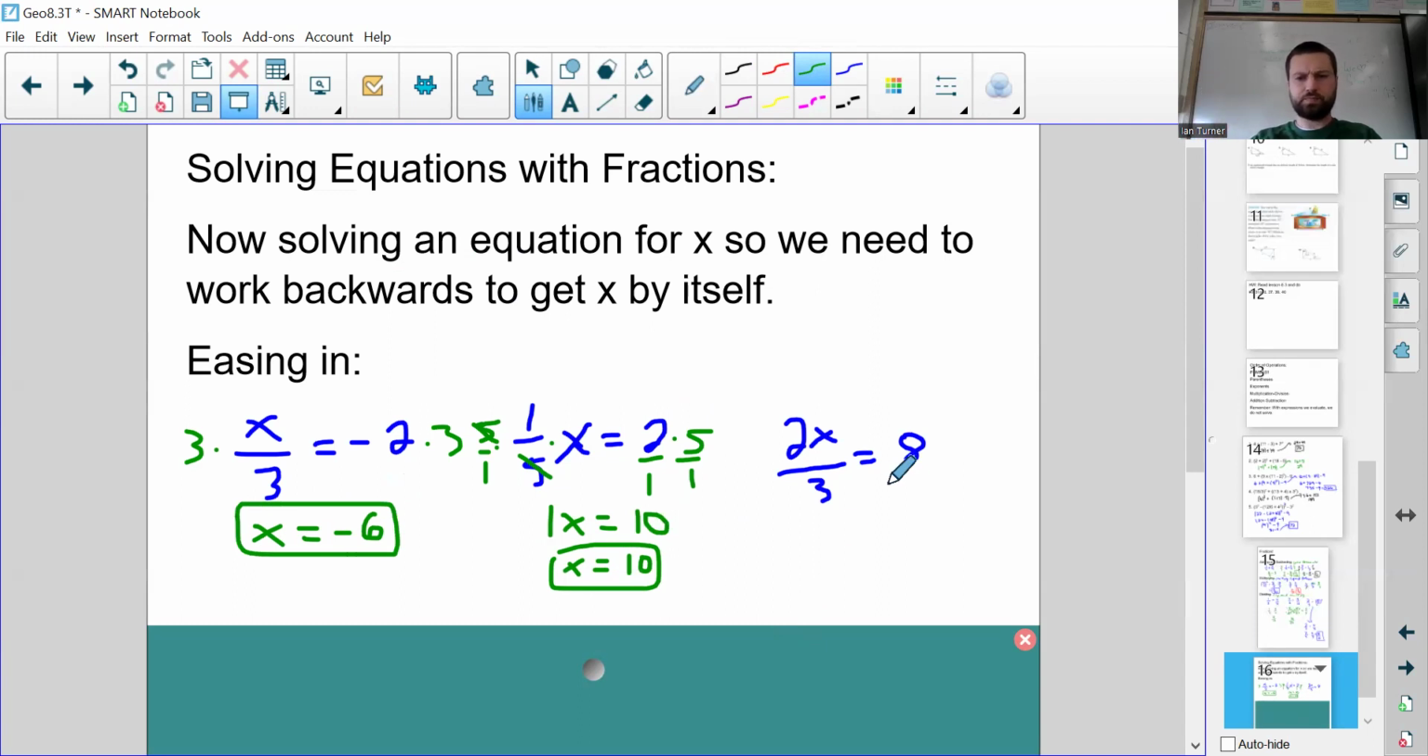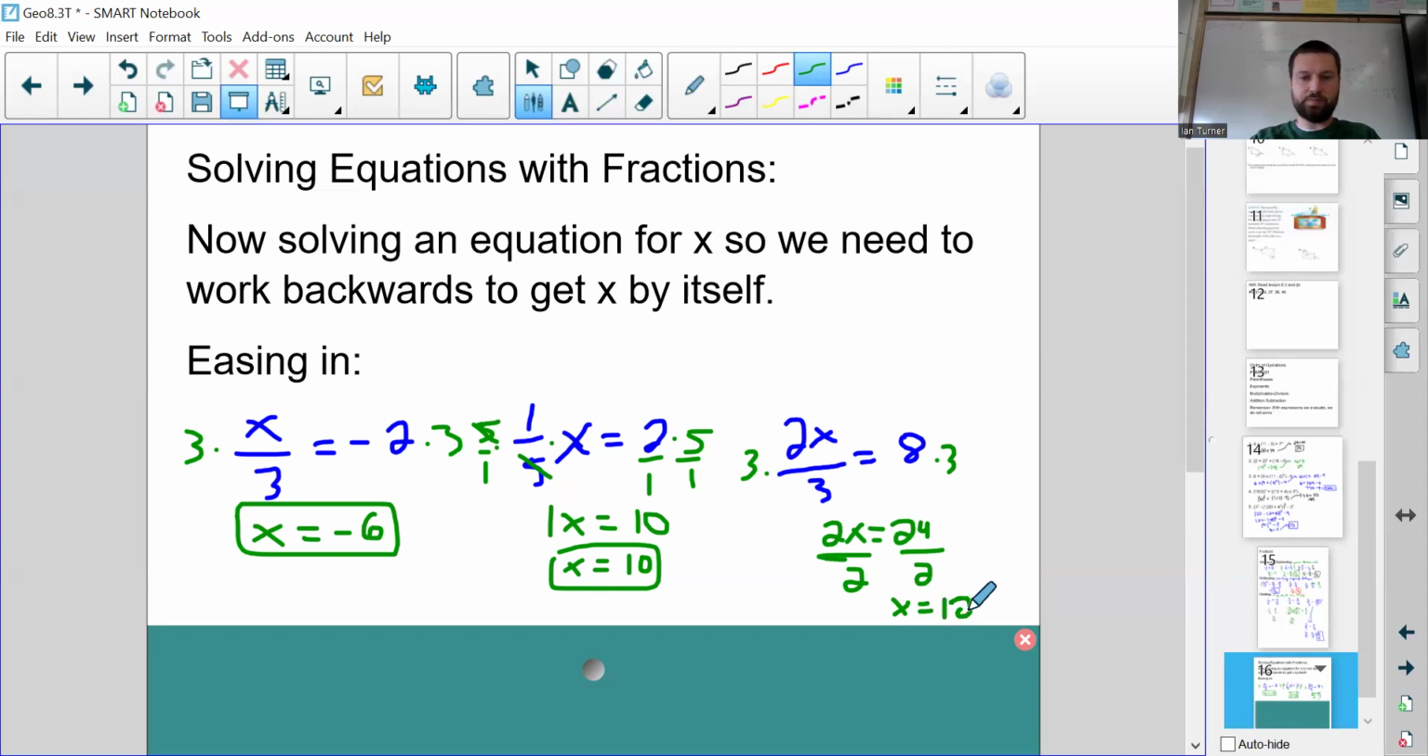Good? Cool. All right, now we got a little 2-stepper, but same idea. We still have division here. You could do this 2 ways. You could think about it as multiplying by 3 to get the 3 off the bottom. And then you're left with 2x equals 24. And then we divide by 2, and we get x equals 12. You could think about it that way.